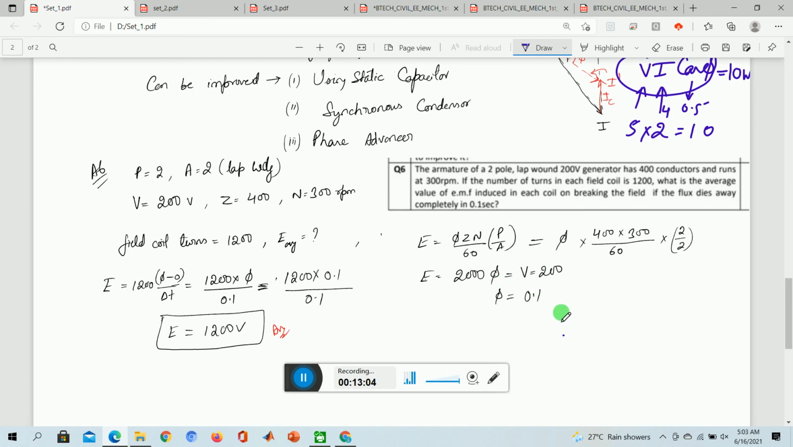This phi value, we know that E is equal to N d phi by dt. N is the number of turns, over here it is 1200. The final value of the flux is 0, so we can take the total time as 0.1. So from here we substitute the value of flux, and then we get 1200 volt.